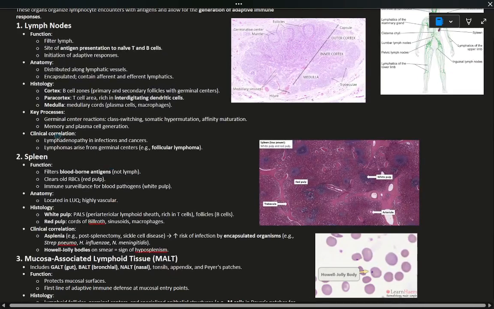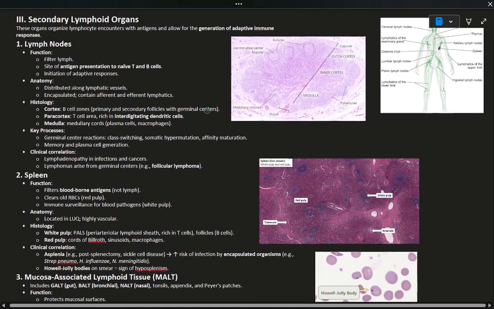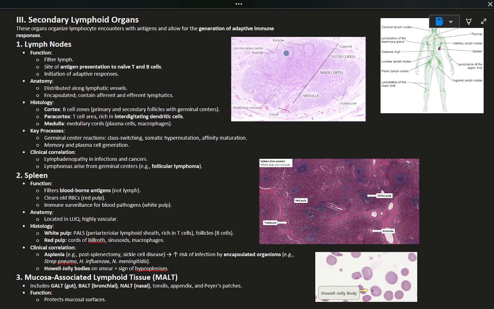And then some important clinical concepts to think about are lymphadenopathy and infections and cancers, and lymphomas that can arise from the germinal centers, like follicular lymphoma, for instance. So once again, this is where the germinal centers will be found.